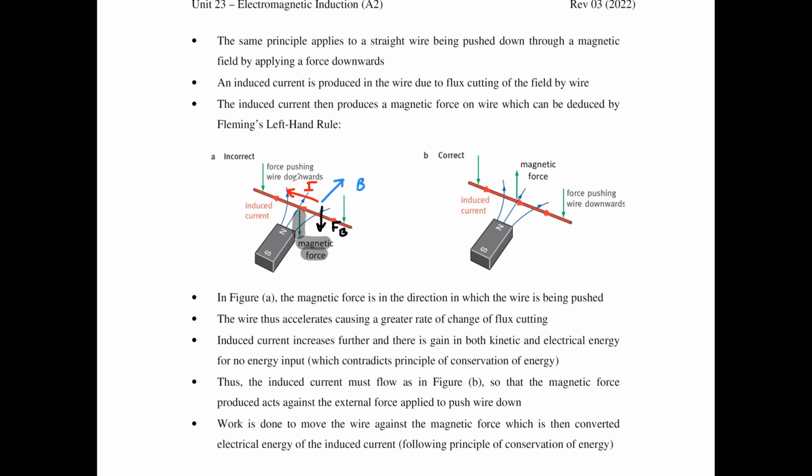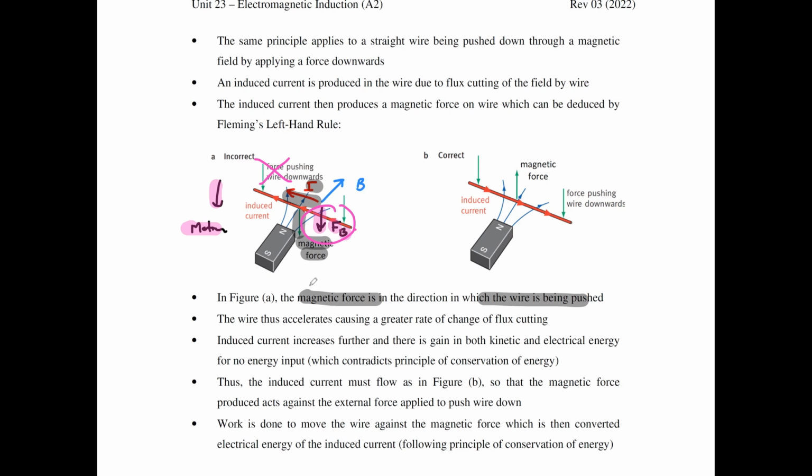So let's consider this then. Your magnetic force is in the direction in which the wire is being pushed down. This was your direction of motion. So if your current direction was going in this direction, you're going to generate a magnetic force acting downwards in the same direction as your motion. This would have implied that the moment you have a magnetic force generated here, you do not need to purposely apply a force to push the magnet down. You can just let the magnetic force do the work for you.